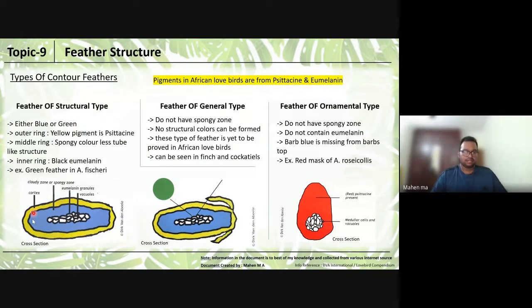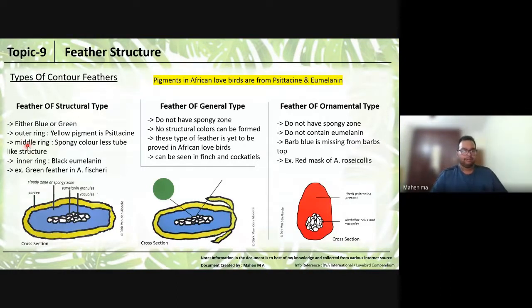Okay, so this is the cross section of the feather. In the cross section of the feather, you can see the outer ring is yellow. This is called the cortex, and it is yellow. This yellow color is because of the psittacin pigmentation. As I told you, psittacin is the pigment that is available in the outer circle of the cross section of the feather.